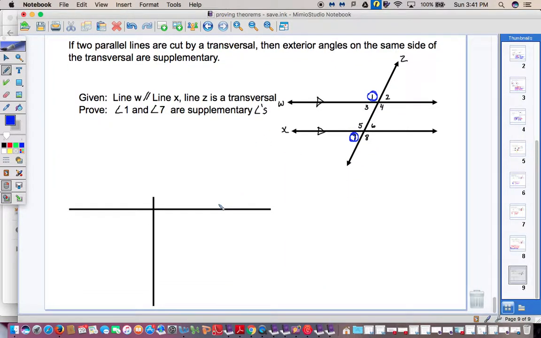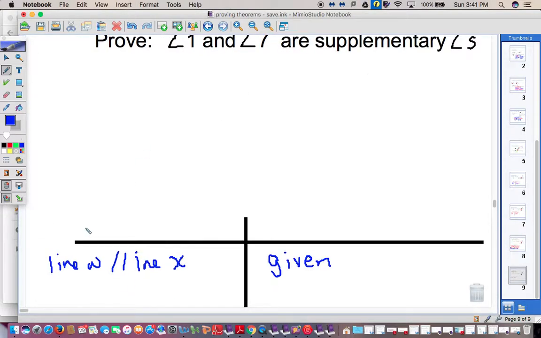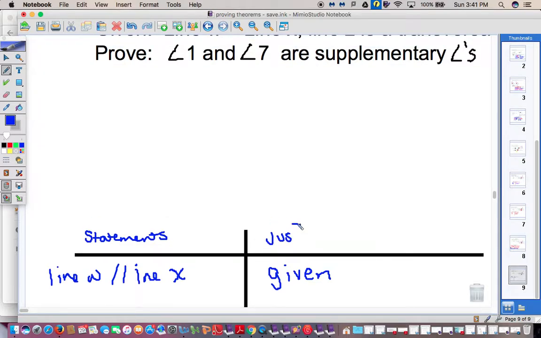Okay, so we're going to start by saying that line W is parallel to line X, and this is given information. Okay, and then we need to somehow incorporate these angles into our proof. So we've got our statements on the left side, and our justifications on the right.